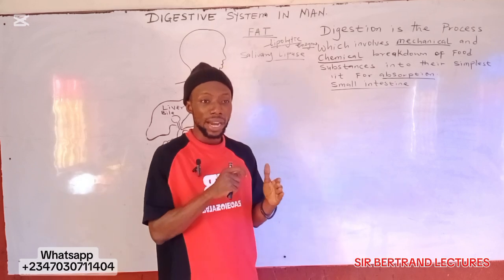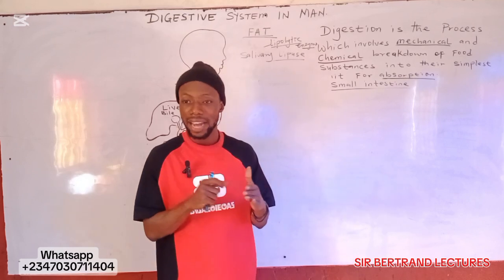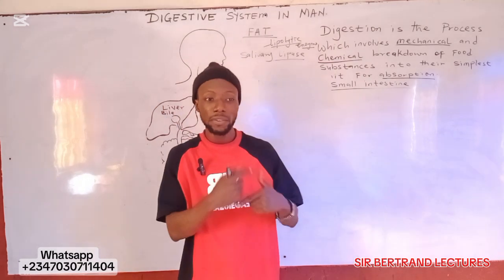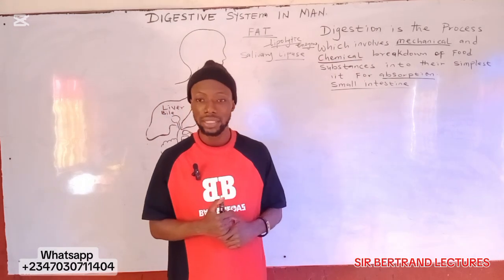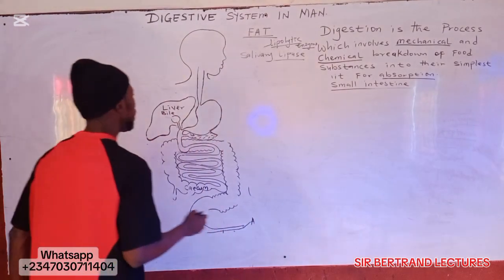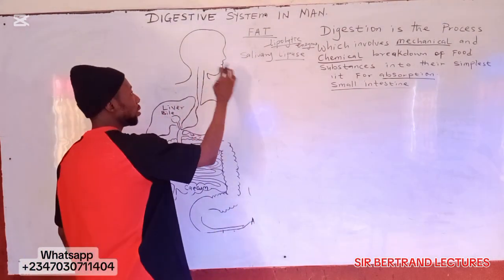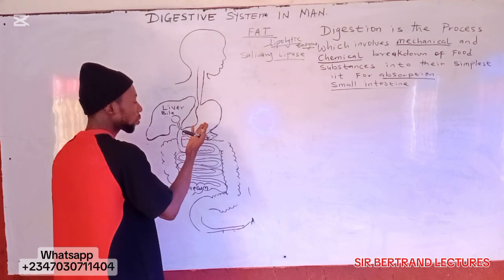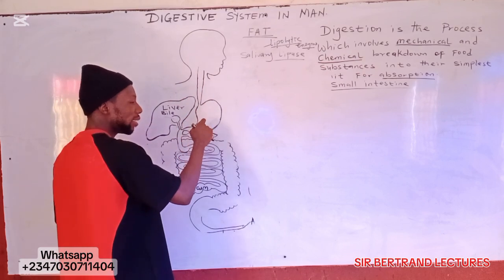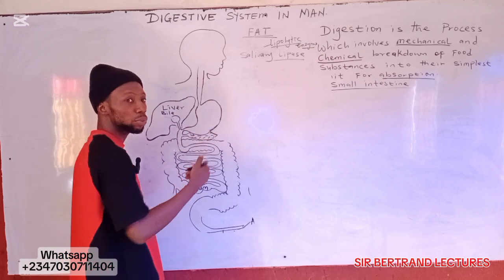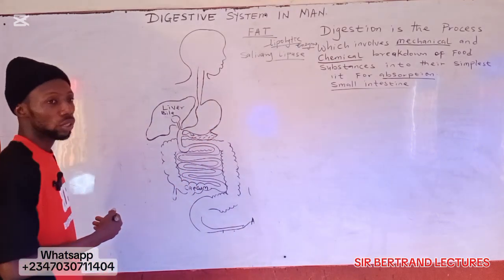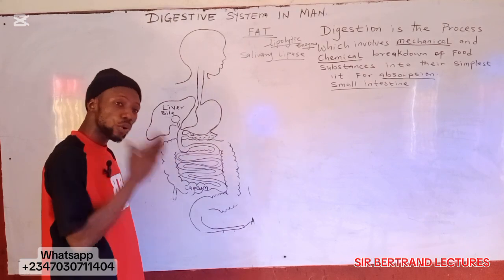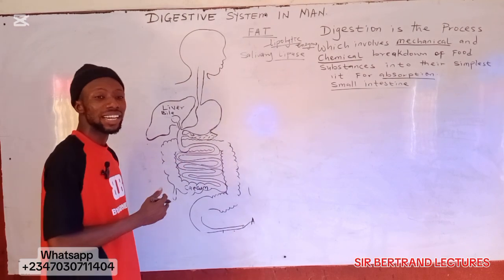This bile, which is produced by the liver, is stored in the gallbladder. What is the effect of this bile on the fat and oil? When the fatty food is taken down to the stomach, the acidic content in the gastric juice will also help to facilitate digestion. But most of the fat digestion occurs in the small intestine.